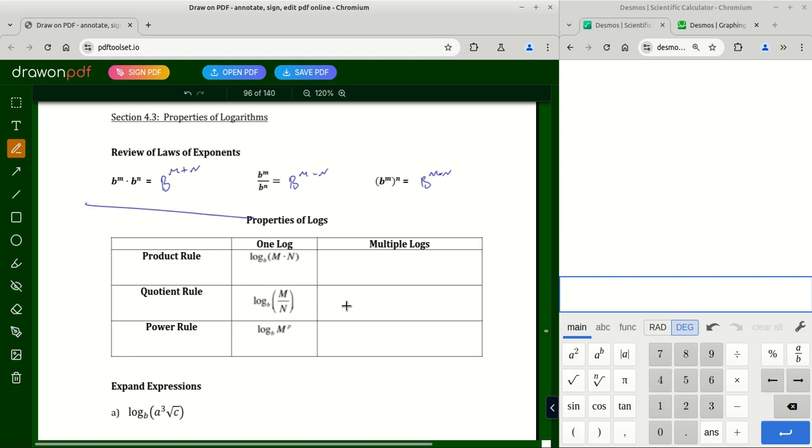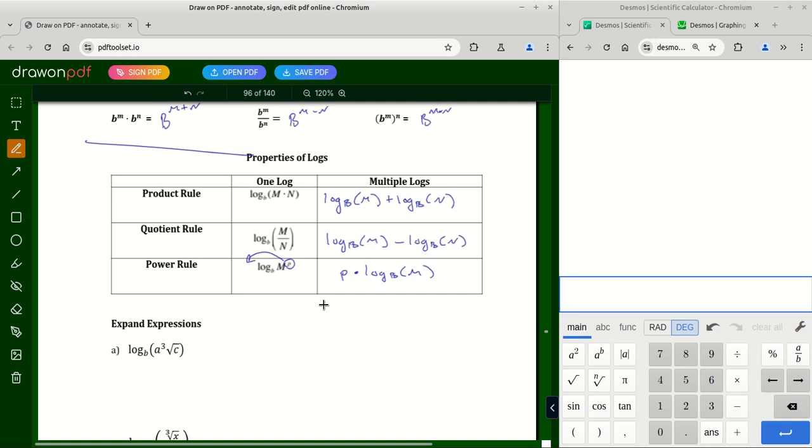So properties of logs, they are similar actually. If you're multiplying on the inside, what happens is that you split them up with a plus sign on the outside. If you're dividing on the inside, you guessed it, you get a minus sign on the outside. And then finally, if you have a power p, you can bring it down to the front as a multiplier that looks like that, okay?